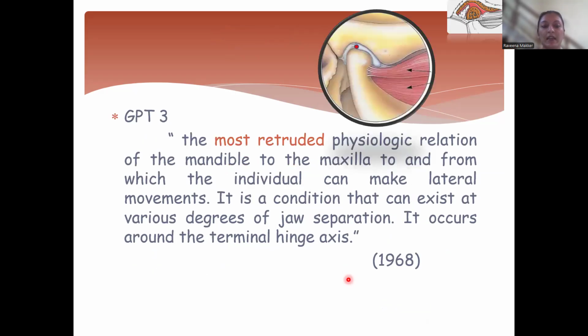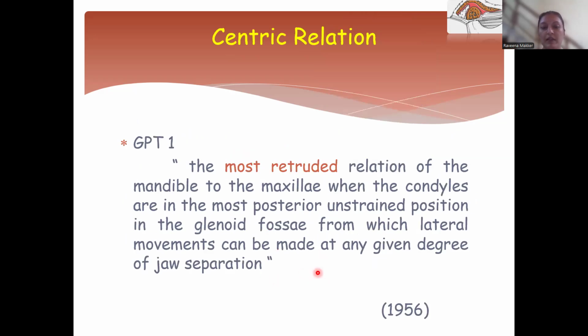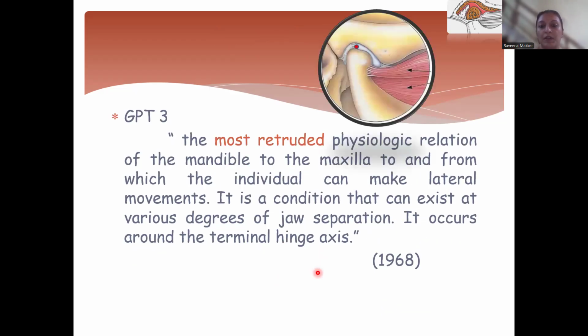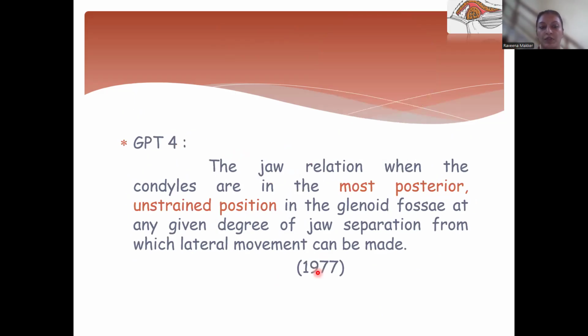Then in 1968, GPT-3 describes centric relation as the most retruded physiologic relation of the mandible to the maxilla, to and from which the individual can make lateral movements. It is a condition that can exist at various degrees of jaw separation. It occurs around the terminal hinge axis. Now you can see that initially GPT-1 and GPT-3 describe centric relation to be the most retruded position.